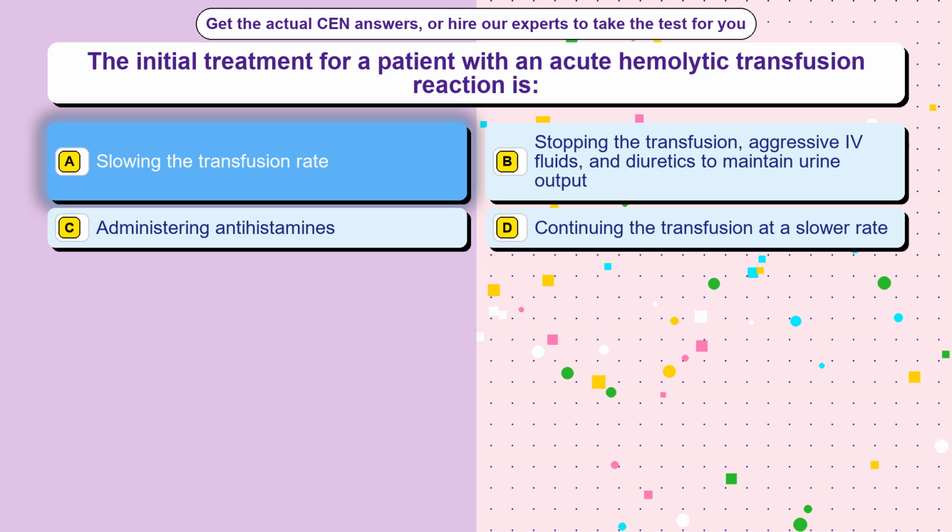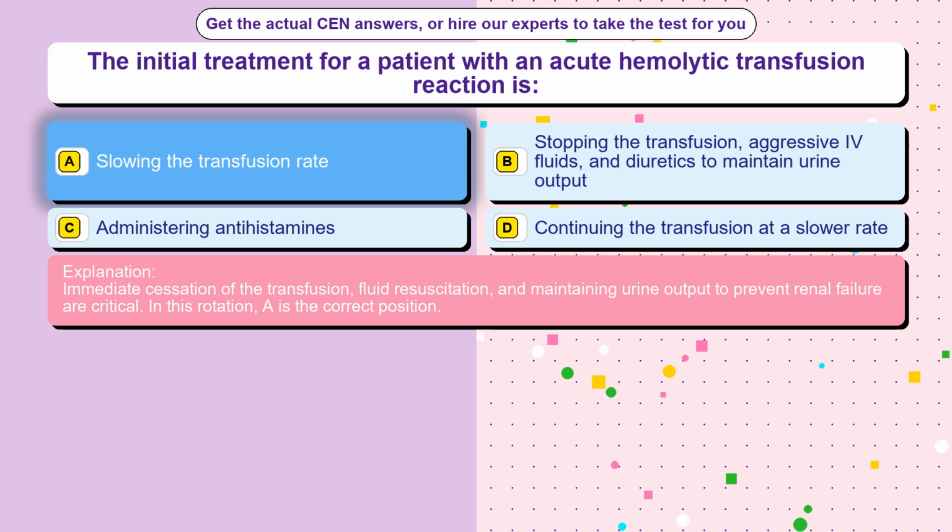The correct answer is option A. Slowing the transfusion rate. Immediate cessation of the transfusion, fluid resuscitation, and maintaining urine output to prevent renal failure are critical. In this rotation, A is the correct position.